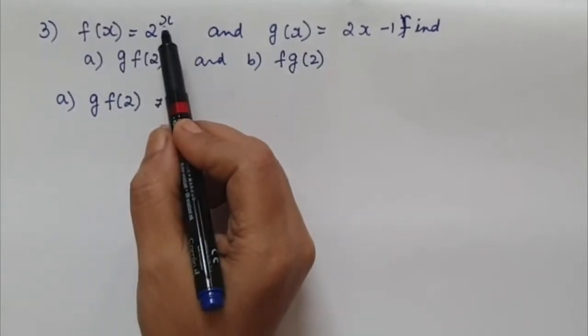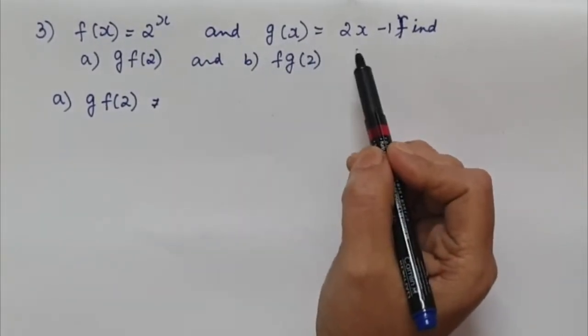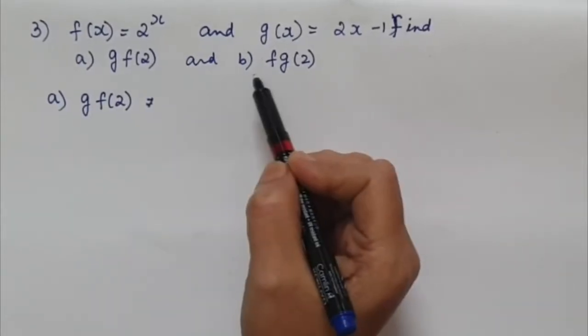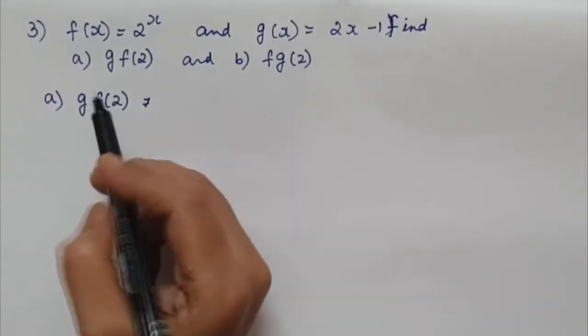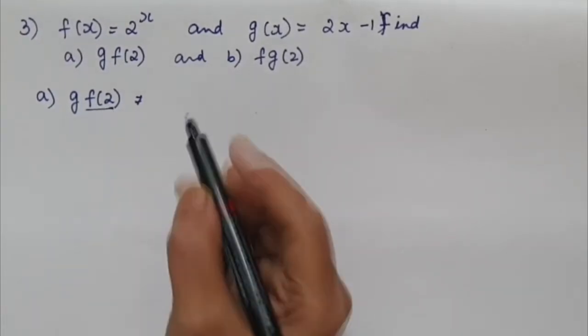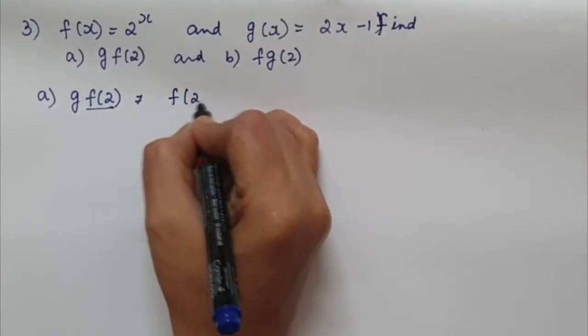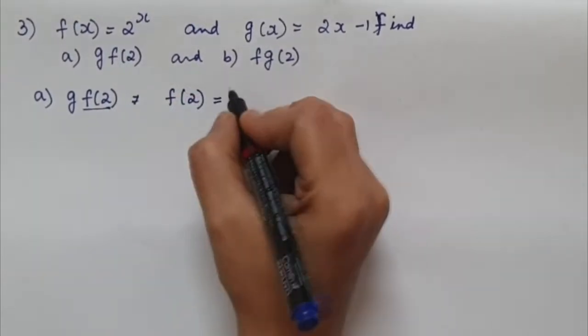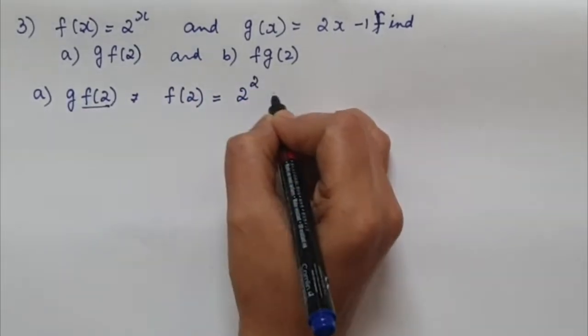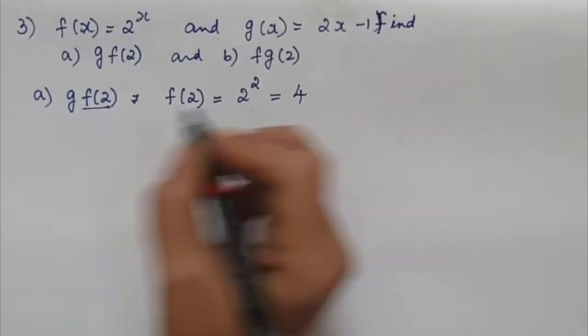The third question. F of x equal to 2 power x and g of x equal to 2x minus 1. Find A, g f of 2 and B, f g of 2. Now in order to find g f of 2, we'll just find the inner one first. That is, we'll find what is f of 2. F of 2, x is replaced by 2. Right side also replace x by 2. So 2 squared. So it will be equal to 4.